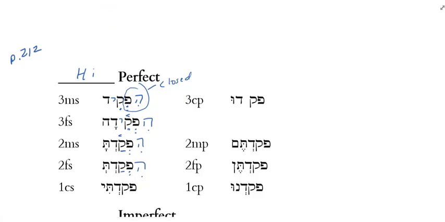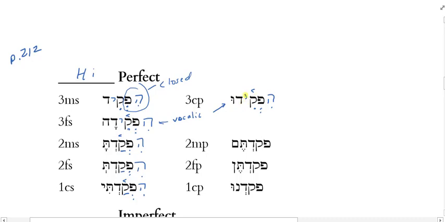And then what would be the first common singular? Hif kad ti. All right. So those are the forms there. On the third common plural, hif kidu. Okay. So do you see the difference here? When my suffixes for the perfect conjugation are vocalic, that is, if the suffixes are vowels, I retain the kyrick yod. If I have consonantal endings, then I get the pathak there. Okay? So that's the HIFIL perfect.